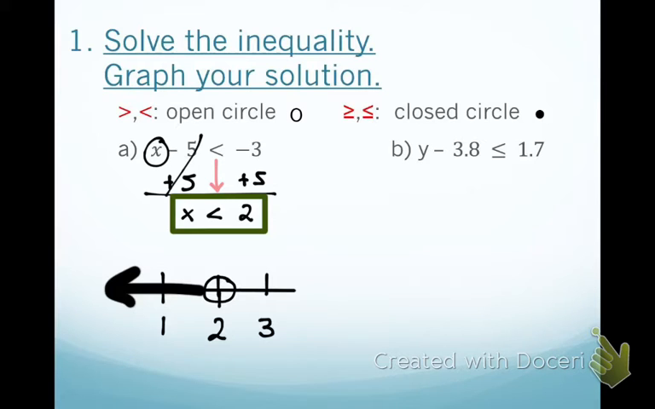Moving on to problem B. Ellie, what is the variable? Y. What is not allowing Y to be alone? Okay, how do I get rid of subtract by 3.8? Add by 3.8. We're going to do that to both sides to be fair.